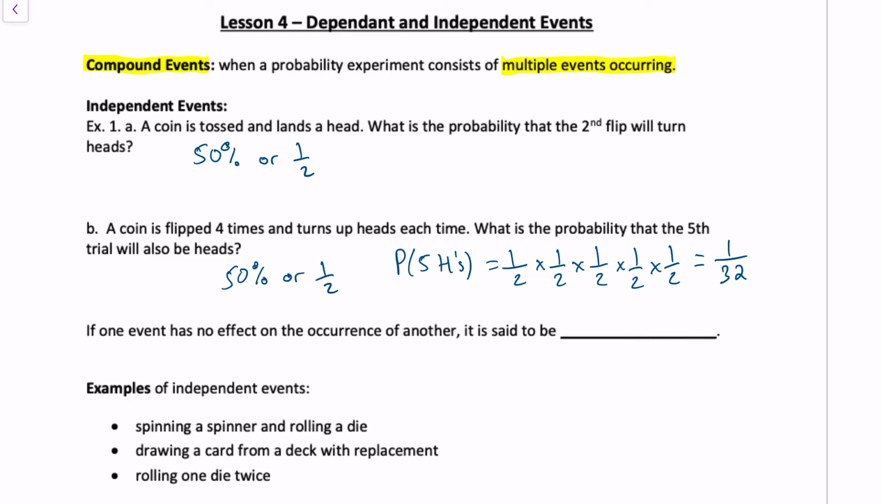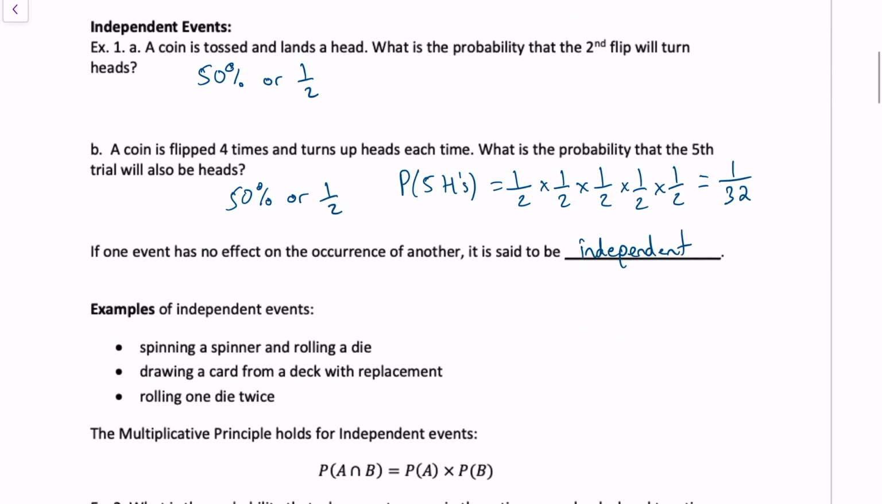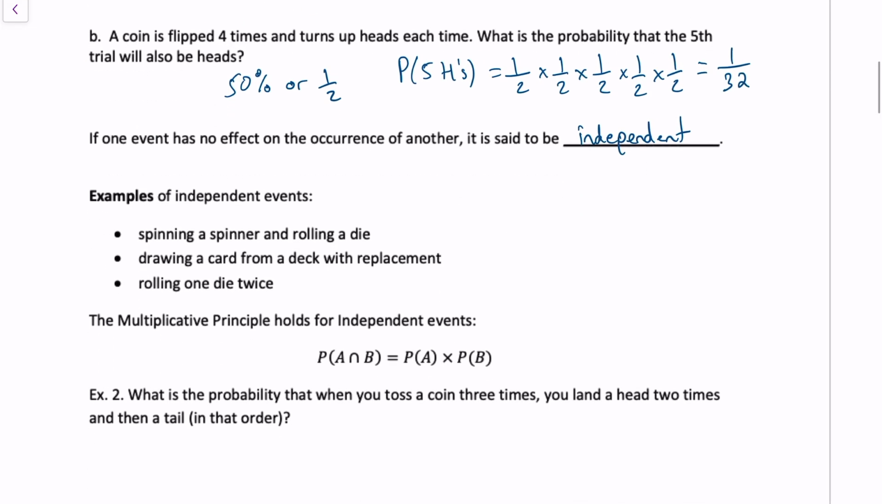And we talked about a situation where if you had a mixture of heads and tails, then that gets a bit more complex, but we're really just focusing on what's independent. And so if one event has no effect on the occurrence of another, it's said to be independent. So there's lots of situations where that occurs. For example, simple things like if you spin a spinner, and there's some questions in the textbook about that, with colored spinners, you always get the same chance each time. Or if you're rolling a die, it's supposed to be random and independent each time.